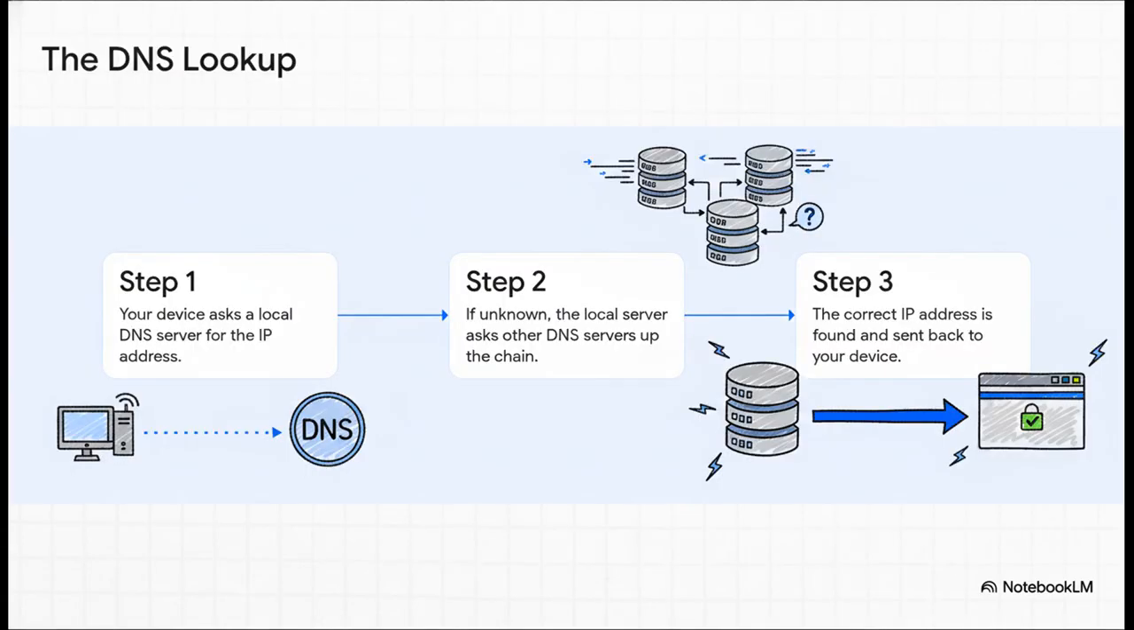And this whole process happens incredibly fast. First, your computer asks a nearby DNS server, kind of like asking a local directory. If that server doesn't know, it doesn't just give up. It goes and asks another server higher up the chain. And that one might ask another, and so on, until the correct IP address is found and sent all the way back to your browser. And boom, our request now has a destination address.